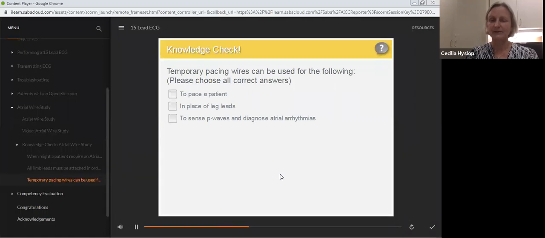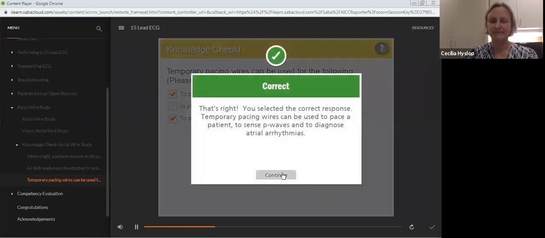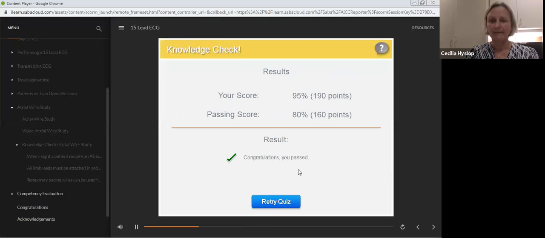Temporary pacing wires can be used for the following. Please choose all that are correct. To pace a patient, well, that's why we generally use them in place of leg leads, and to sense P waves and diagnose atrial arrhythmias. Okay, so remember, I messed up that one question, but we got 95%. So that's pretty good. All right.